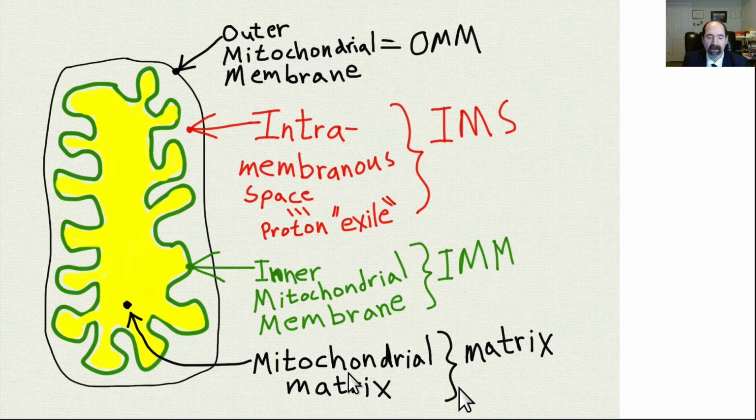Okay, here is the mitochondrial matrix. The mitochondrial matrix is just the center. It's all colored yellow on this slide. This is where Krebs cycle runs, inside the mitochondrial matrix, and then electron transport and oxidative phosphorylation occur on the inner mitochondrial membrane.